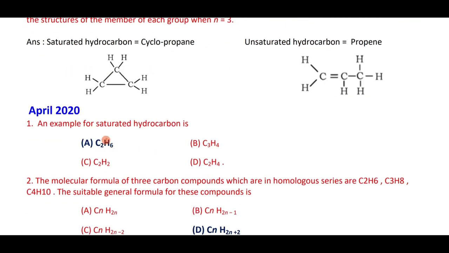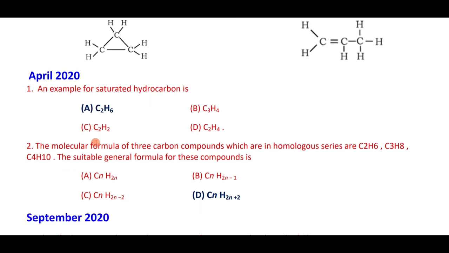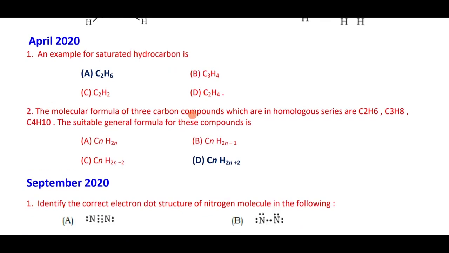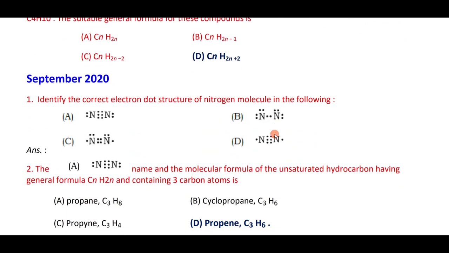An example for a saturated hydrocarbon: saturated means single bond. Here it is ethane, that is C2H6, option A. Write the molecular formula of 3 carbon compounds which are in a homologous series: C2H6, C3H8, C4H10. The suitable general formula for these compounds is CnH2n+2. Identify the correct electron dot structure of the nitrogen molecule in the following. The correct answer is option E.